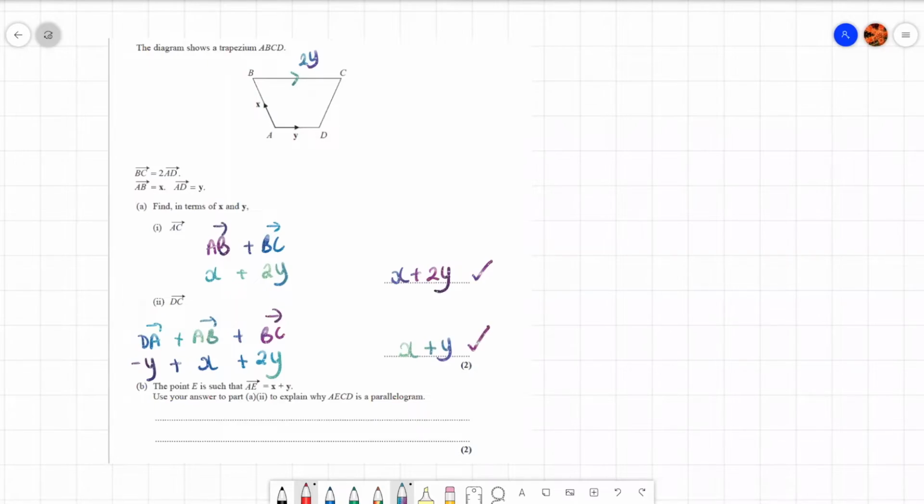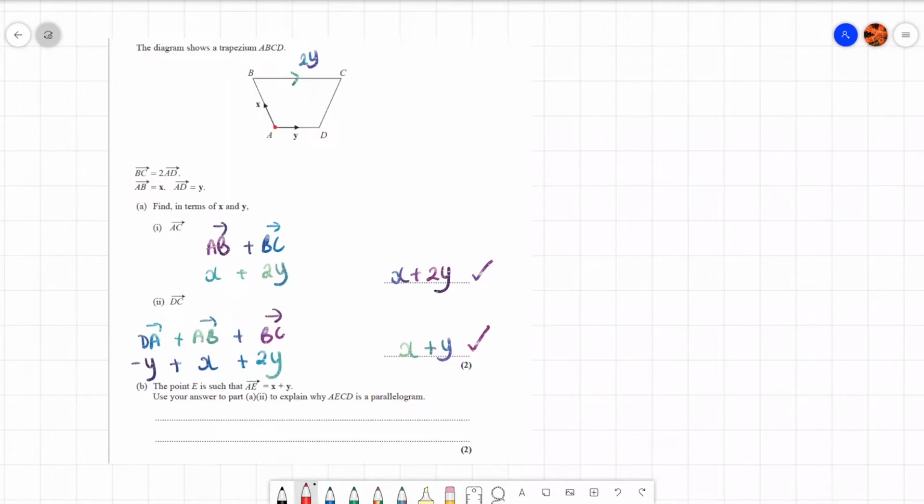Now, this question says the point E is such that AE is X plus Y. Use your answer to part A, the first part, to explain why AECD is a parallelogram. Okay, AECD. Right, so it's saying the point E is such that the direction AE is X plus Y. So slightly tricky question.